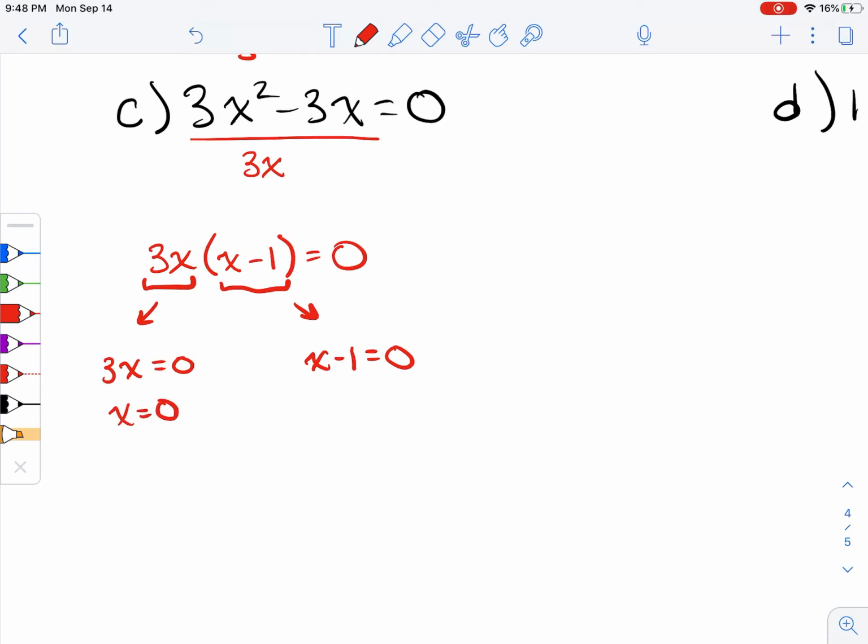So then we'd have x equals 0, because I'd divide both sides by 3, or I'd add 1 to both sides, and I have x equals 1. So that one's tricky in that it is so simple, and we're used to seeing more of a process for these.